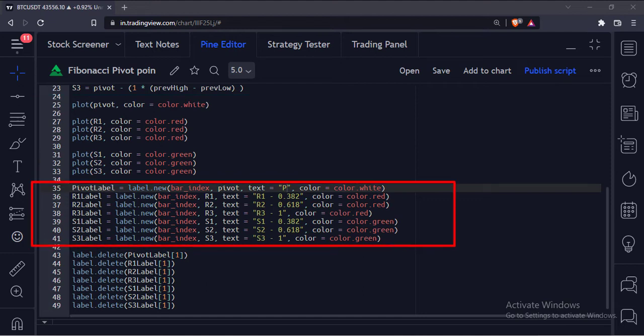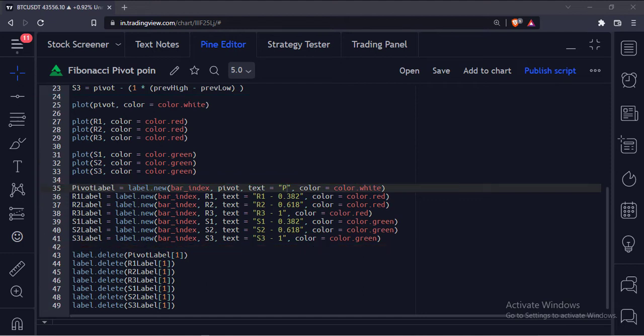Here we have created labels for these pivot levels. We only want the labels at the last bar, or the latest bar, so we delete all the previous labels over here. Let's add this indicator to the chart.